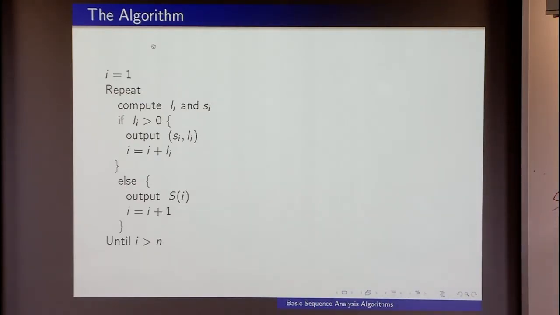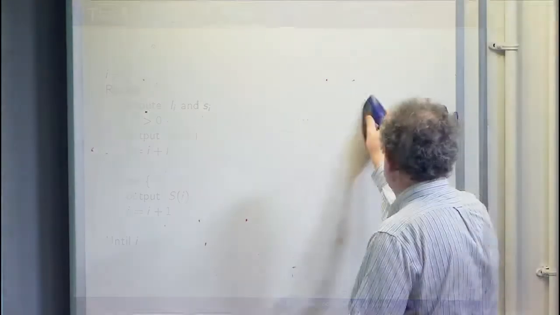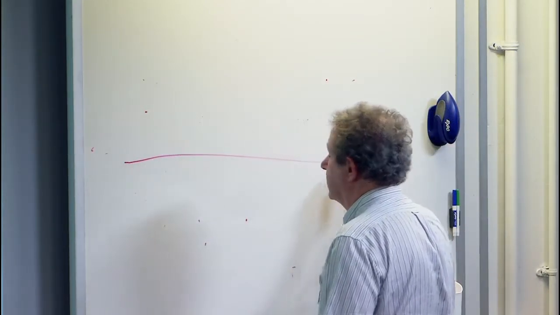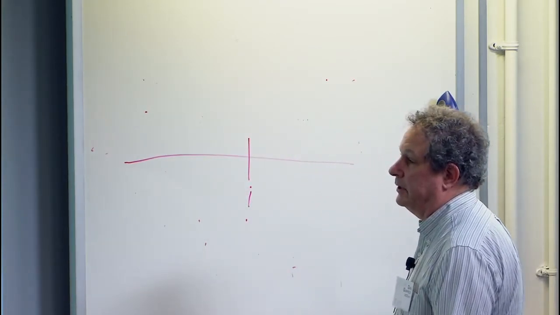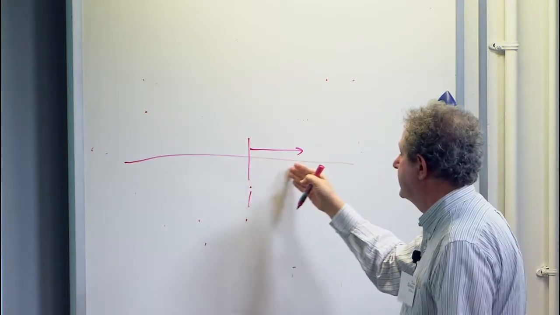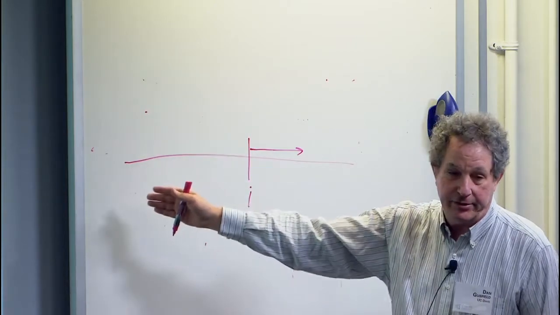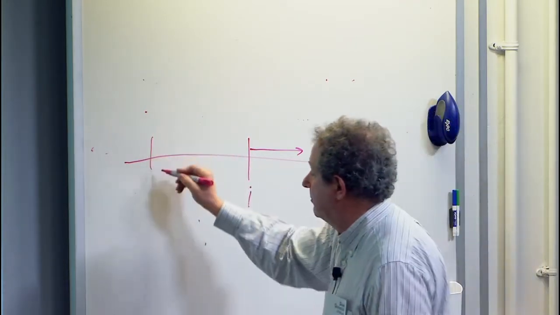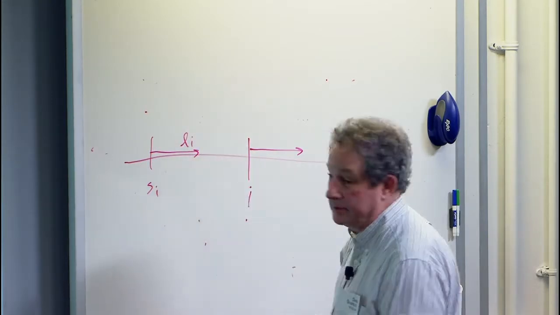Let me try to explain it a little bit better. But it's just saying in pseudocode what I was just saying: you're at a position I, and you ask, is there a substring that starts at position I which has occurred before? You want the first occurrence of that, and that would be at Si, and its length is Li.